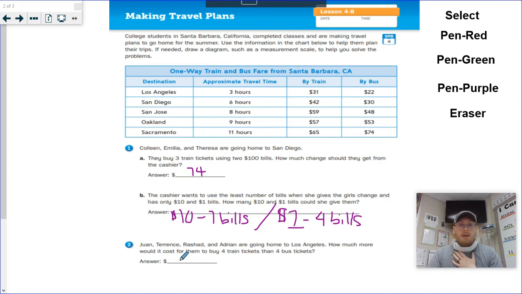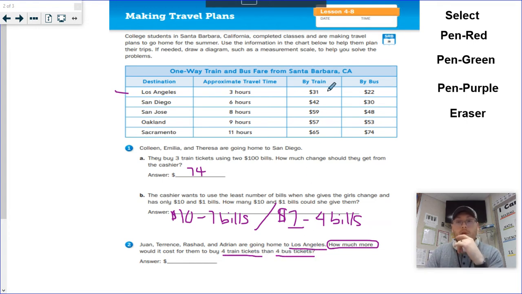All right? Juan, Terrence, Rashad, and Adrian are going home to Los Angeles. How much more would it cost them to buy 4 train tickets than 4 bus tickets? Okay, so I got 4 friends, okay? And they're going to Los Angeles, which is right here. So I'm going to mark that. How much more, okay? That's very crucial. How much more would it cost for them to buy 4 train tickets than 4 bus tickets?